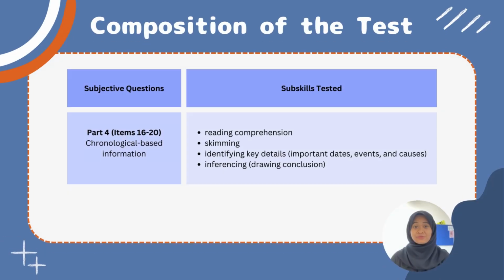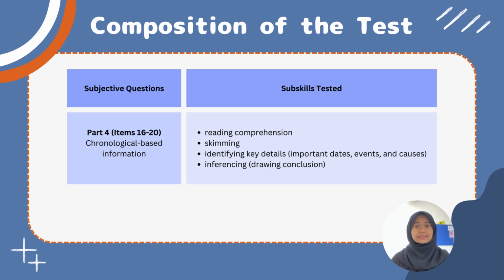Next, the last 5 items, 16 to 20, were subjective questions, particularly on chronological-based information. The test takers were instructed to read the text in the provided image and then give open-ended responses, particularly writing short answers based on the information given from the text. So part 4 tested sub-skills such as reading comprehension, where the test takers need to understand and extract specific information.